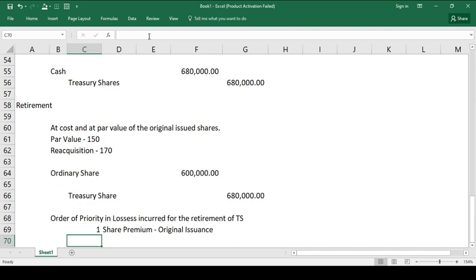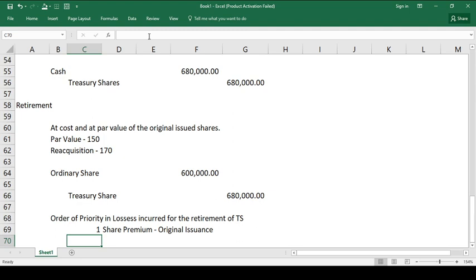Bakit yun po yung unang mag-absorb? Kasi kung ano yung puno, okay, pag i-recognize mo, putulin mo ang puno, puputulin mo rin yung bunga. Okay, the share premium is a fruit of the issuance of the ordinary share.